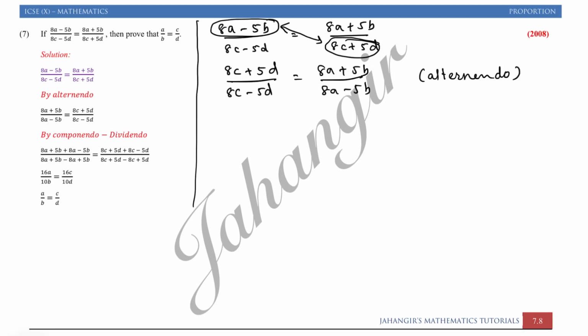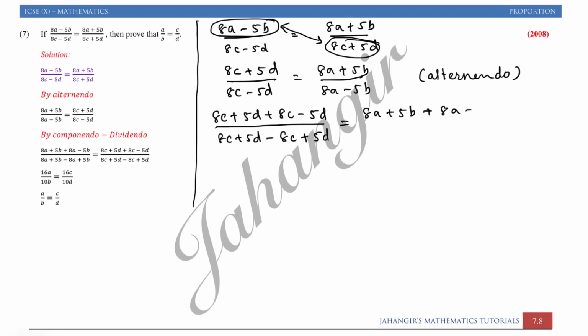So taking componendo dividendo, we can write 8c plus 5d plus 8c minus 5d whole upon 8c plus 5d, here I can put minus, 8c minus minus plus, equal to 8a plus 5b plus 8a minus 5b whole upon 8a plus 5b minus minus plus 5b. So here I can cancel out plus minus terms, same sequence.